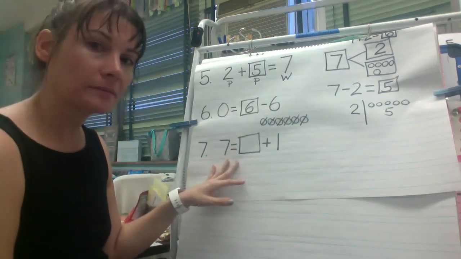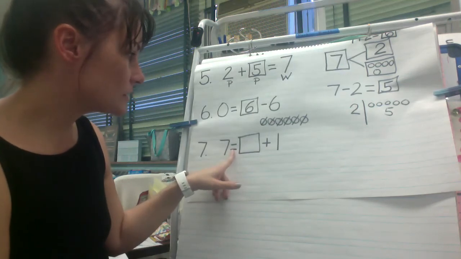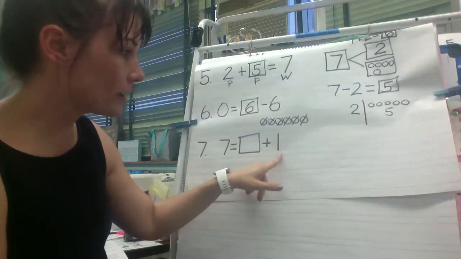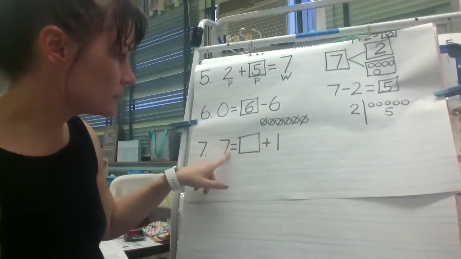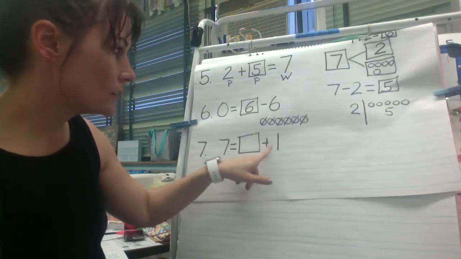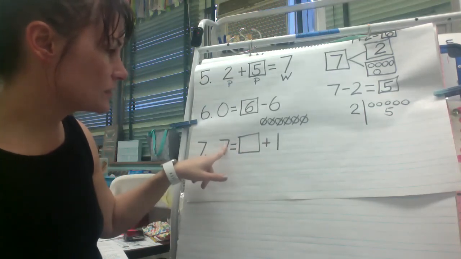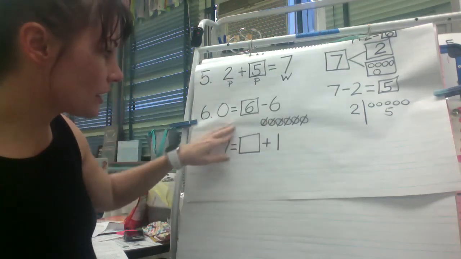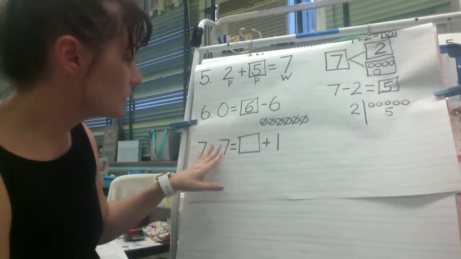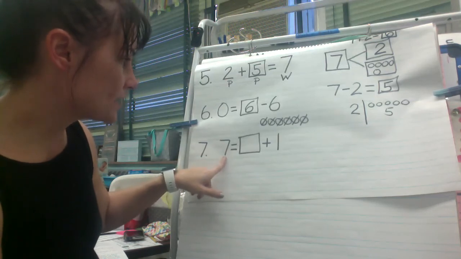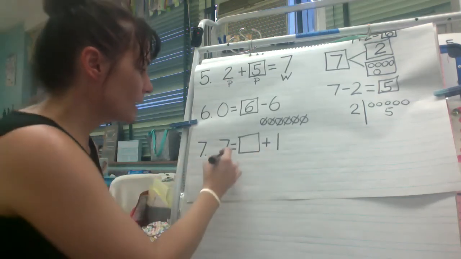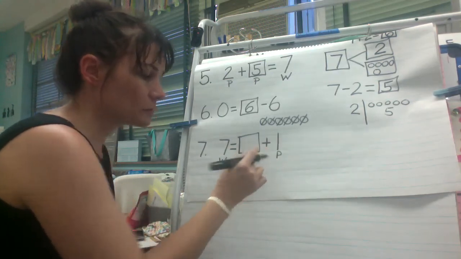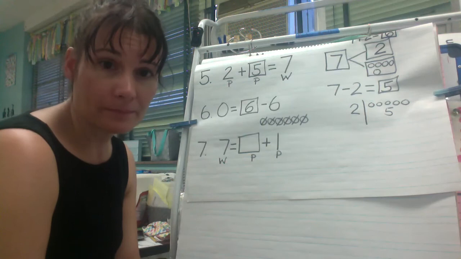How about this one? 7 equals something plus 1. So think backwards. If the equal sign is over here, 1 plus something equals 7. The equal sign is normally on this side, but it doesn't matter. It can go either way. So I know that I'm going to end up with 7. So that is going to be my whole because I'm adding. So my 2 parts are put together to make my whole.